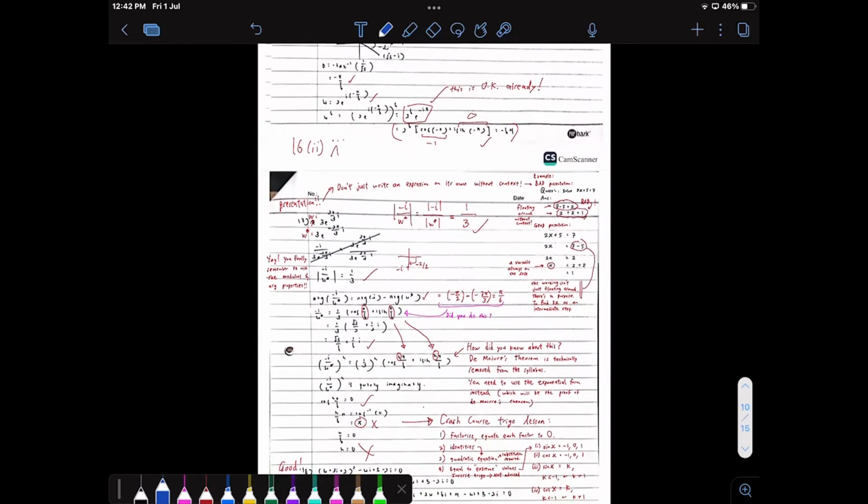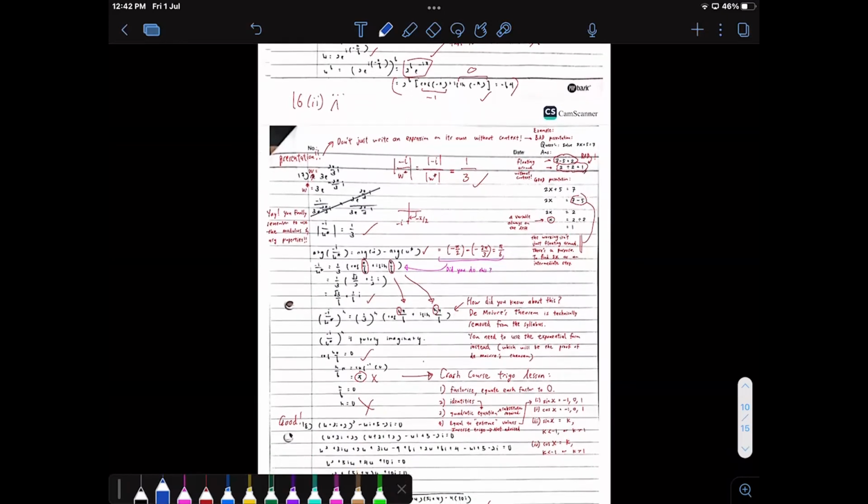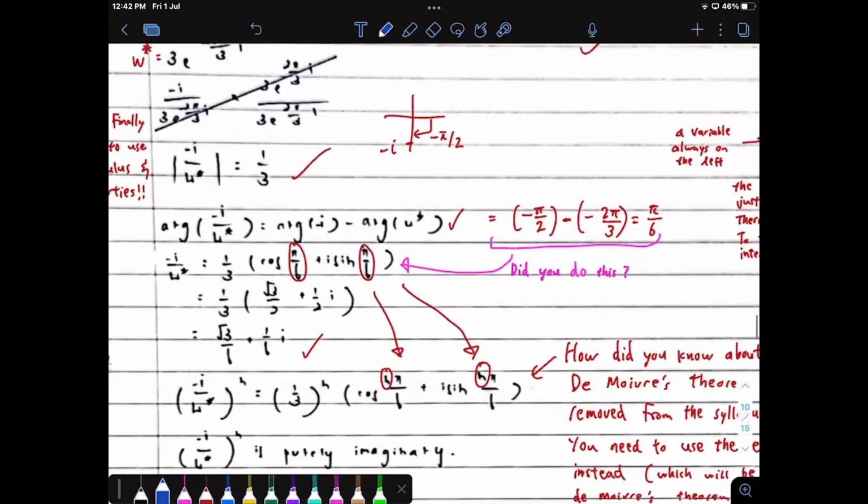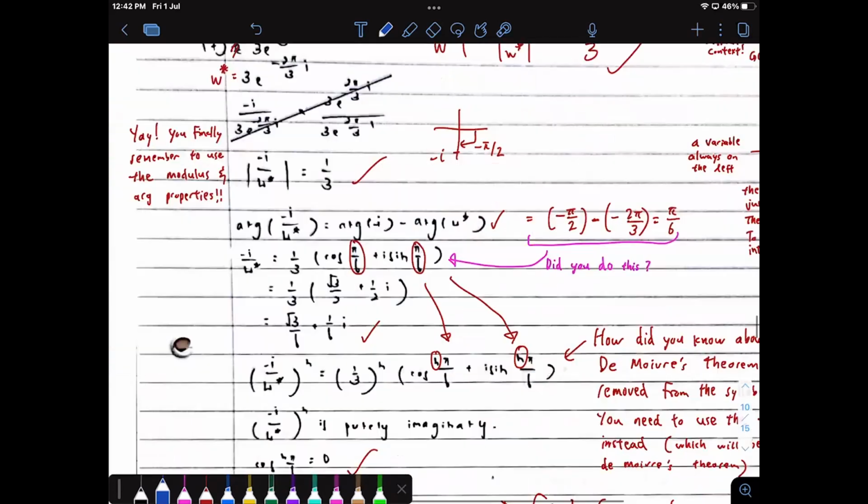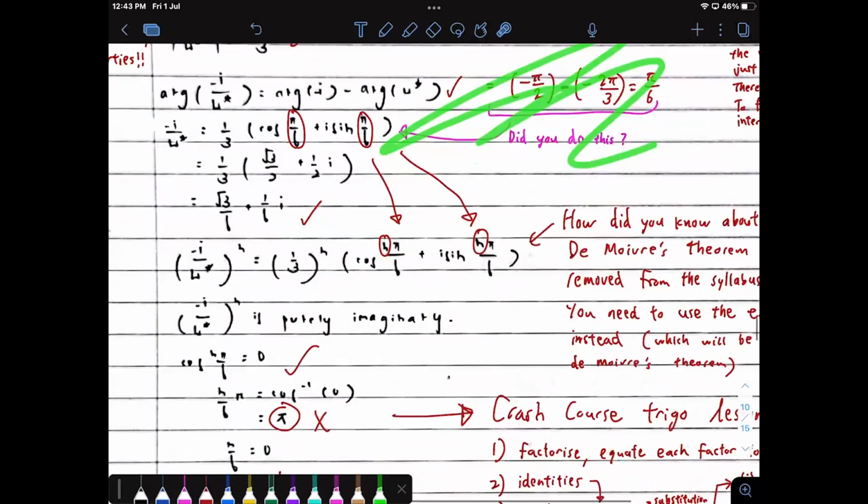Some more queries that I have: how did you know about this one? When you raise to the power of n, you multiply the angle by n. I think I searched online. Don't search online. This is actually removed from your syllabus. You are not allowed to use this technically. If you want to use it, you have to prove it first.